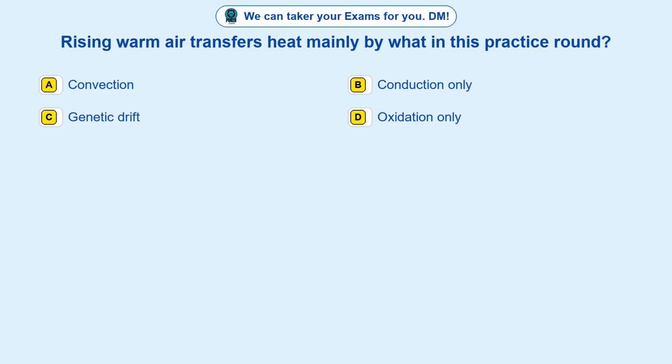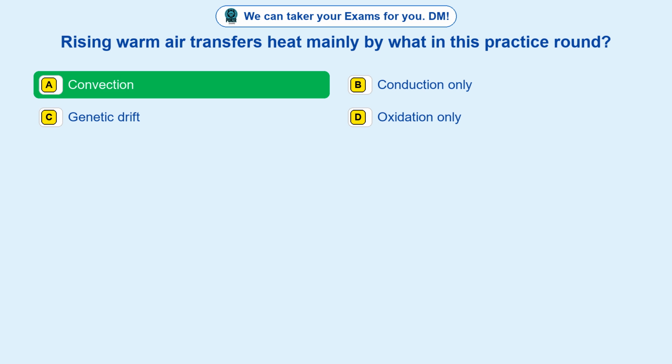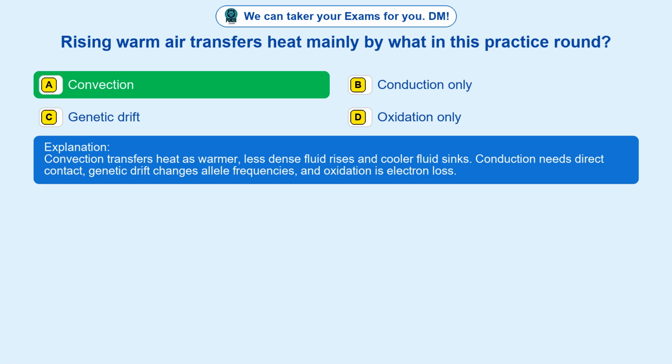Question 76. Rising warm air transfers heat mainly by what in this practice round? Option A, convection. Option B, conduction only. Option C, genetic drift. Option D, oxidation only. The correct answer is option A. Convection. Convection transfers heat as warmer, less dense fluid rises and cooler fluid sinks. Conduction needs direct contact, genetic drift changes allele frequencies, and oxidation is electron loss.